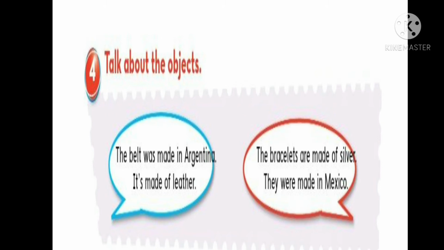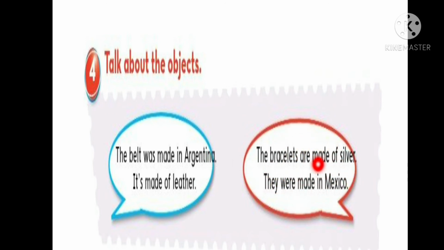Okay, so I use the present tense. It is made of leather. The bracelets are made of silver. Are made. When I'm talking about the material of the item, I used are or is or am.